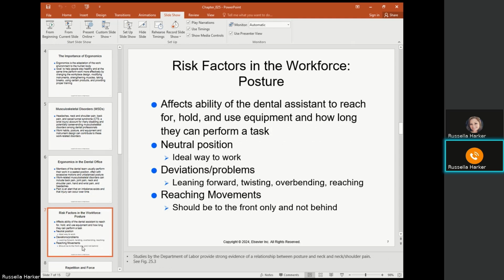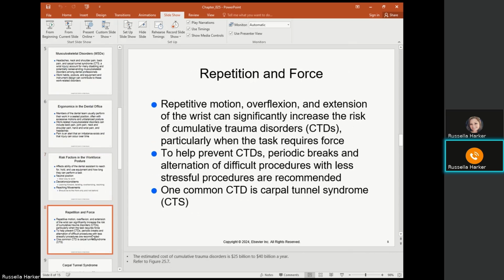So there are studies by the Department of Labor that provide strong evidence of a relationship between posture and neck and shoulder pain. Repetitive motion, overflexion, and extension of the wrist can significantly increase the risk of cumulative trauma disorders, which are called CTDs, particularly when the task requires force, which it does often when you are doing tasks related to dental assisting. To help prevent these CTDs, periodic breaks and alternation of difficult procedures with less stressful procedures are recommended.